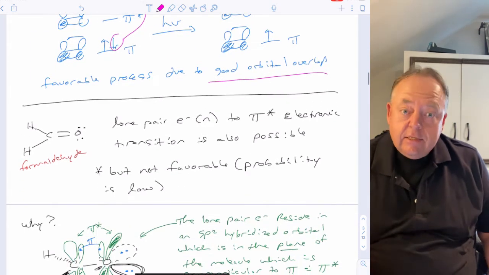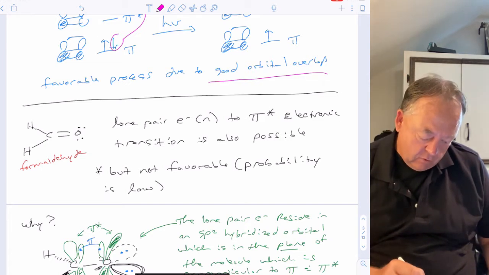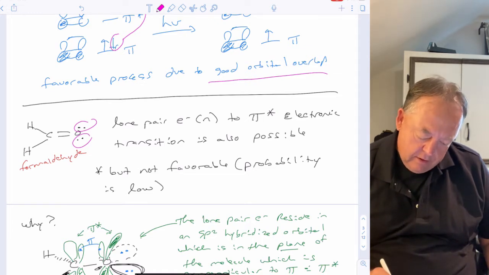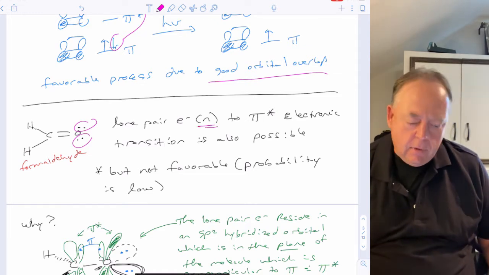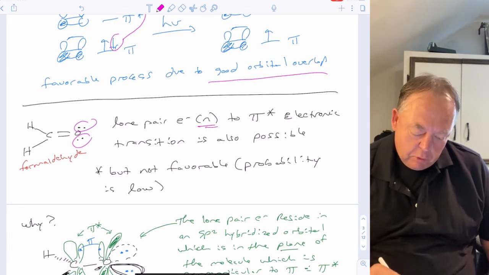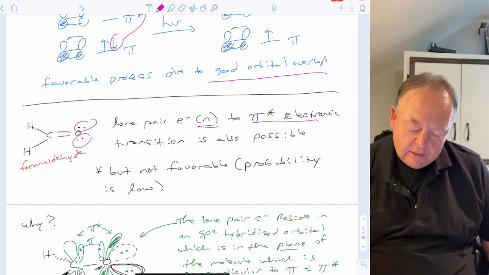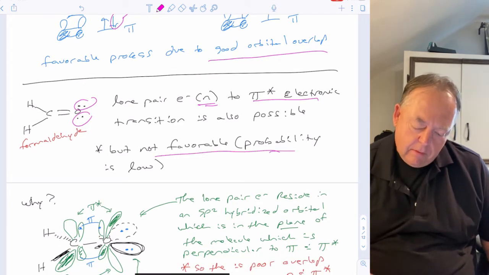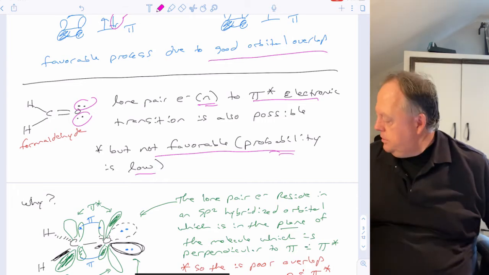So there is another transition that's possible in formaldehyde. Since it has non-bonded electrons, then an electron, so N is used to represent non-bonded electrons in UV Vis discussions. So it's possible that a lone pair of electrons can move to pi star, but that's not a favorable process. The probability for that to happen is low.